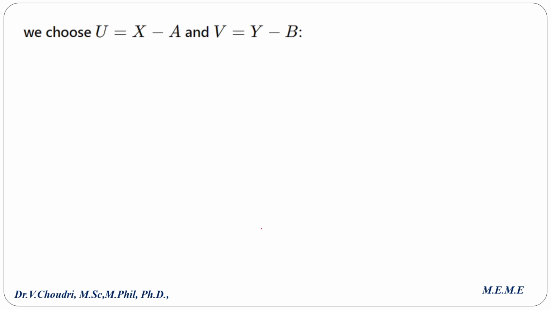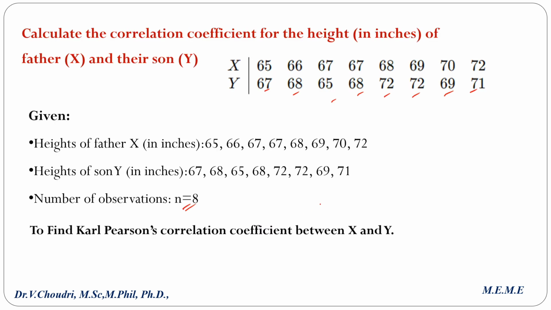See the table. Before we start the table, check the data. 65, 66, 67, 67, 68, 69, 70, 72, almost all above 60 only. So when we find the covariance and standard deviation, we need xy, x square, y square, etc. If you keep the same values, doing the calculation is very difficult.